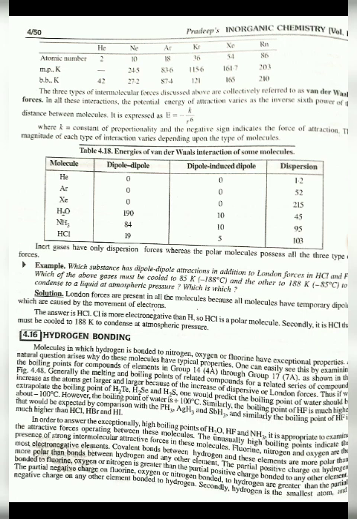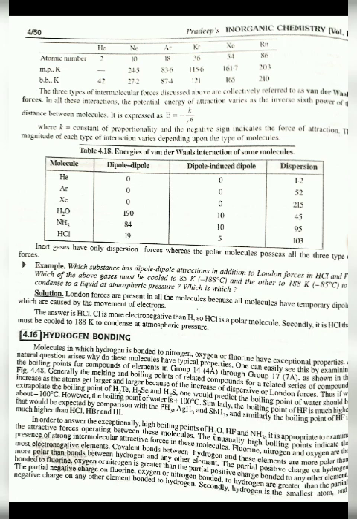Next heading, 4.16 Hydrogen bonding. Molecules in which hydrogen is bonded to nitrogen, oxygen or fluorine have exceptional properties. A natural question arises: why do these molecules have typical properties? One can easily see this by examining the boiling points for compounds of elements in group 14 through group 17, as shown in figure 4.48.